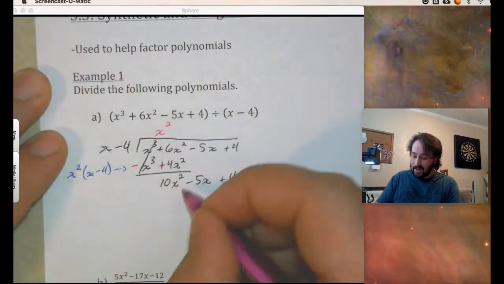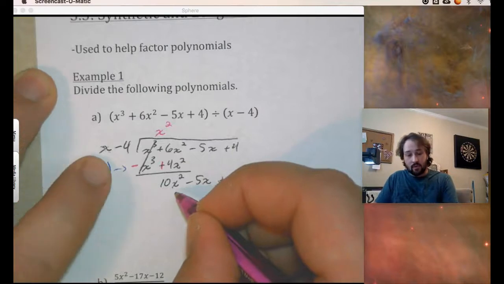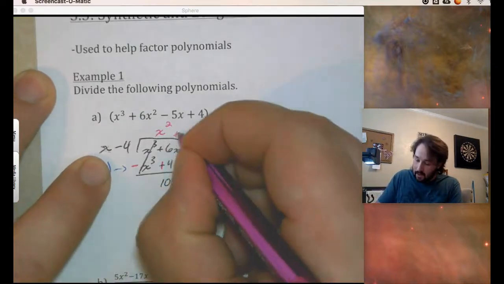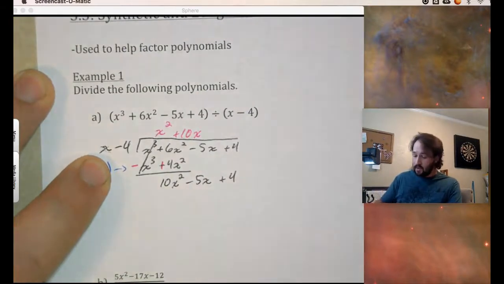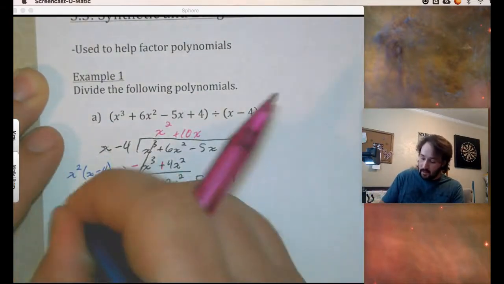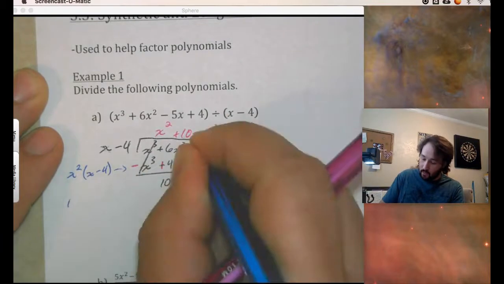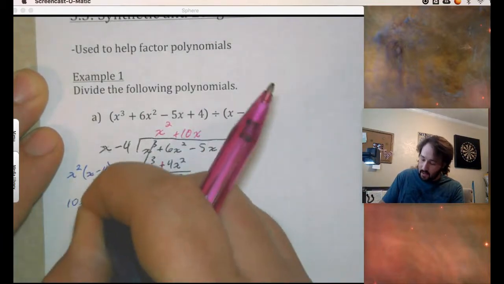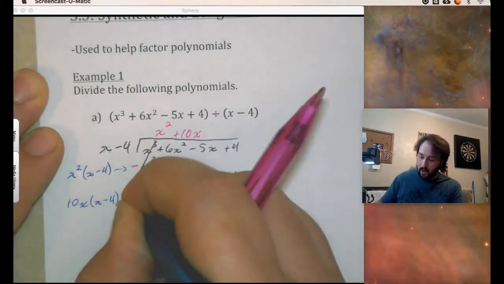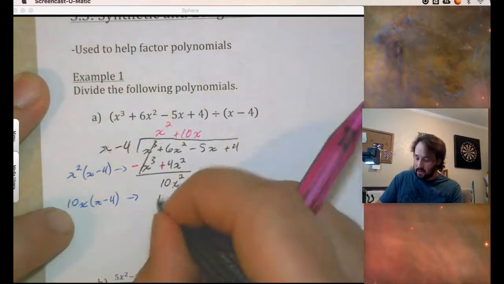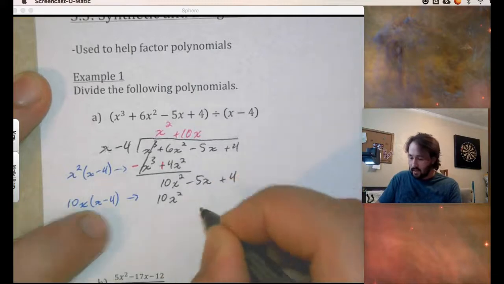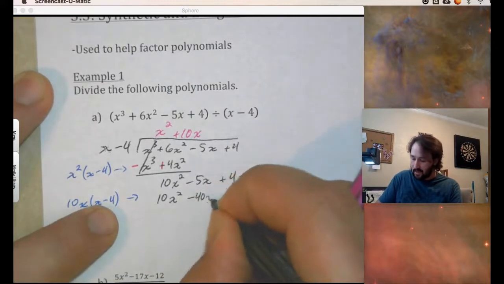Well, in order to get 10x squared, I need to multiply x by 10x. I want to get exactly the same thing. So then when I multiply to get down here, I take what I put up top times the x minus 4 to figure out what I'm subtracting on this line. So now I have 10x times x would be 10x squared. 10x times 4 is minus 40x.